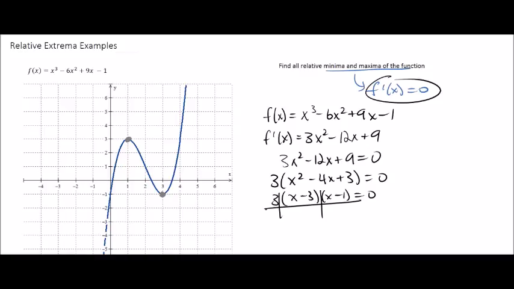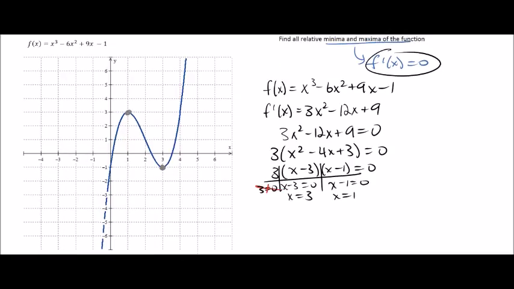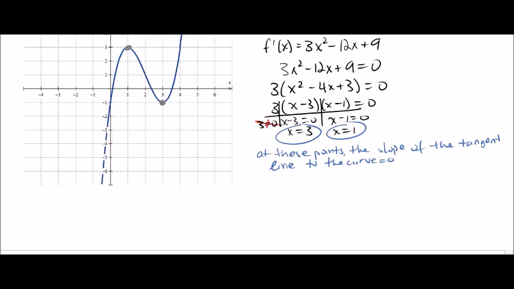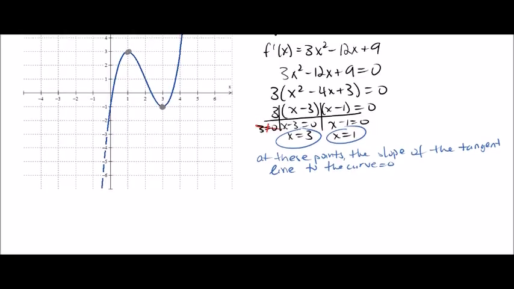And then we're going to set each factor equal to 0. Obviously 3 cannot equal 0, so we're just going to go ahead and reject that immediately. And then we're going to set x minus 3 equal to 0, which would produce x equals 3. And then we're going to set x minus 1 equal to 0, which would produce x equals 1. Now, we now know that at these points, the slope of the tangent line to the curve equals 0, which means they are critical points. We don't know if they're maximums, minimums, or neither yet. There is a scenario in which it could be neither. Well, in order to find out which it is, we need to invoke something called the first derivative test.